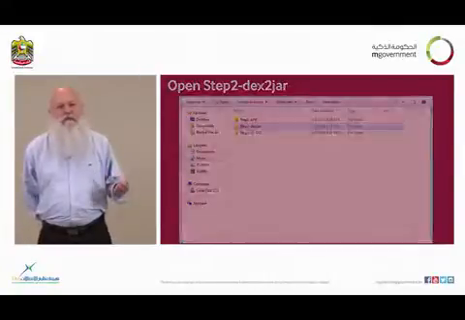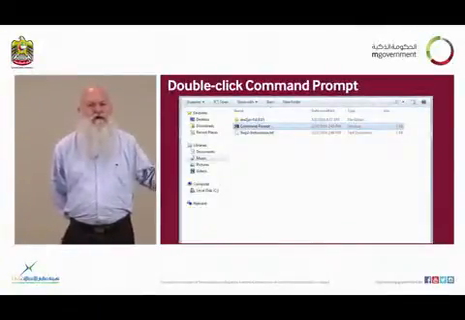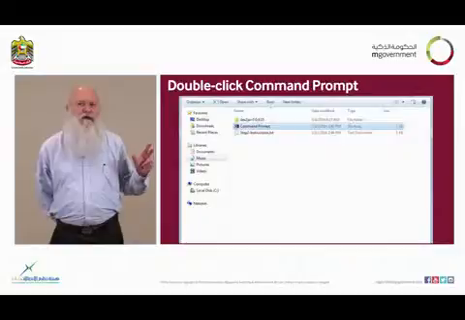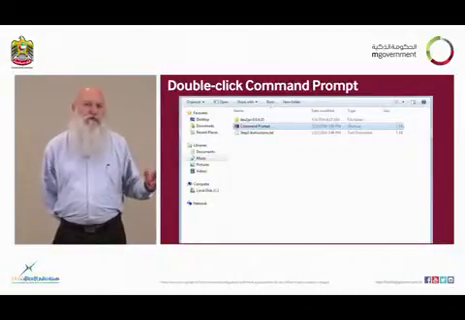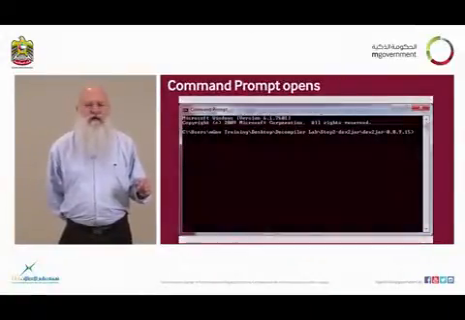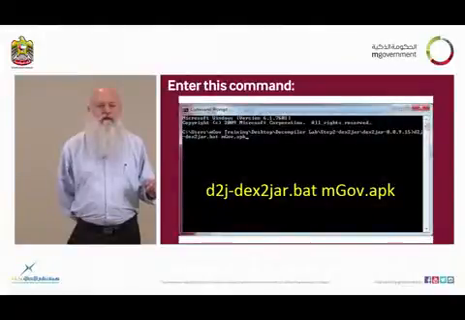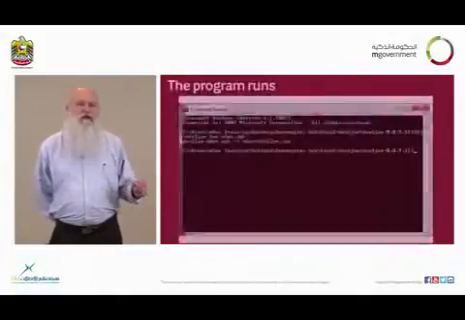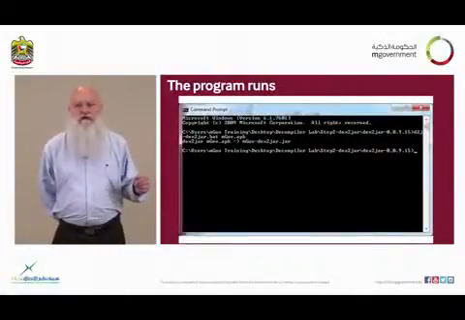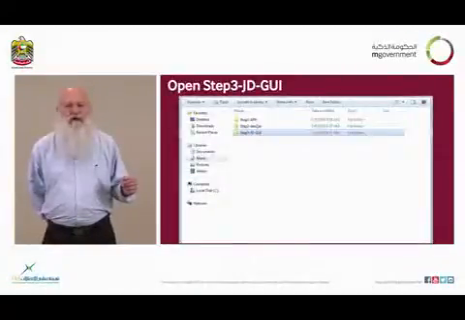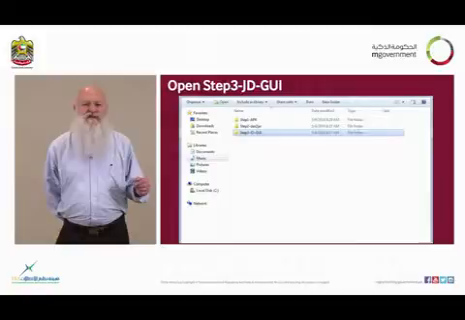It will tell you to double-click on the shortcut provided in the folder to open a command prompt. It's important that you use this shortcut because it will open in a specific directory with the execution path set to access the tools we're going to use. Once you're in that directory, type the following command: d2j-dex2jar.bat mgov.apk. This will do the dex to jar conversion process and produce a jar file. Once we're finished here, go into the next higher directory, go into Step 3, open the directions and follow them.